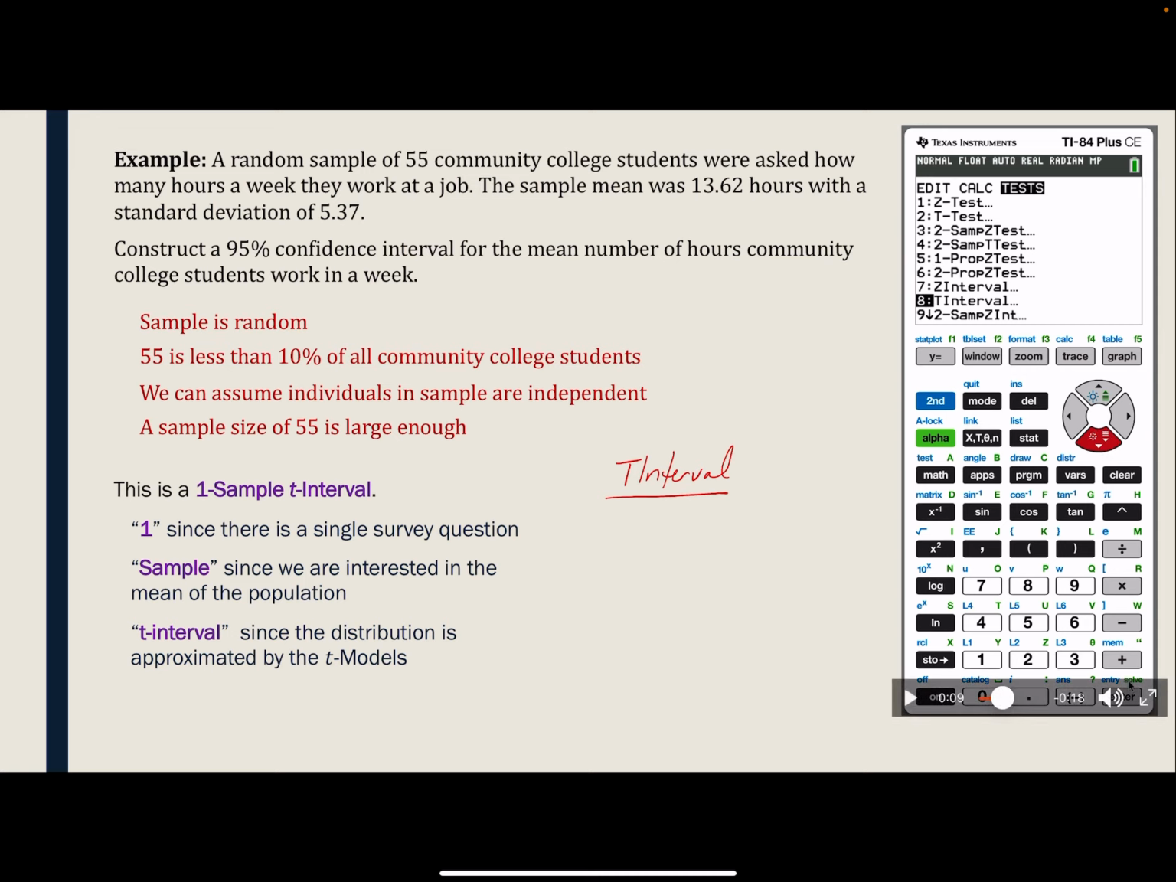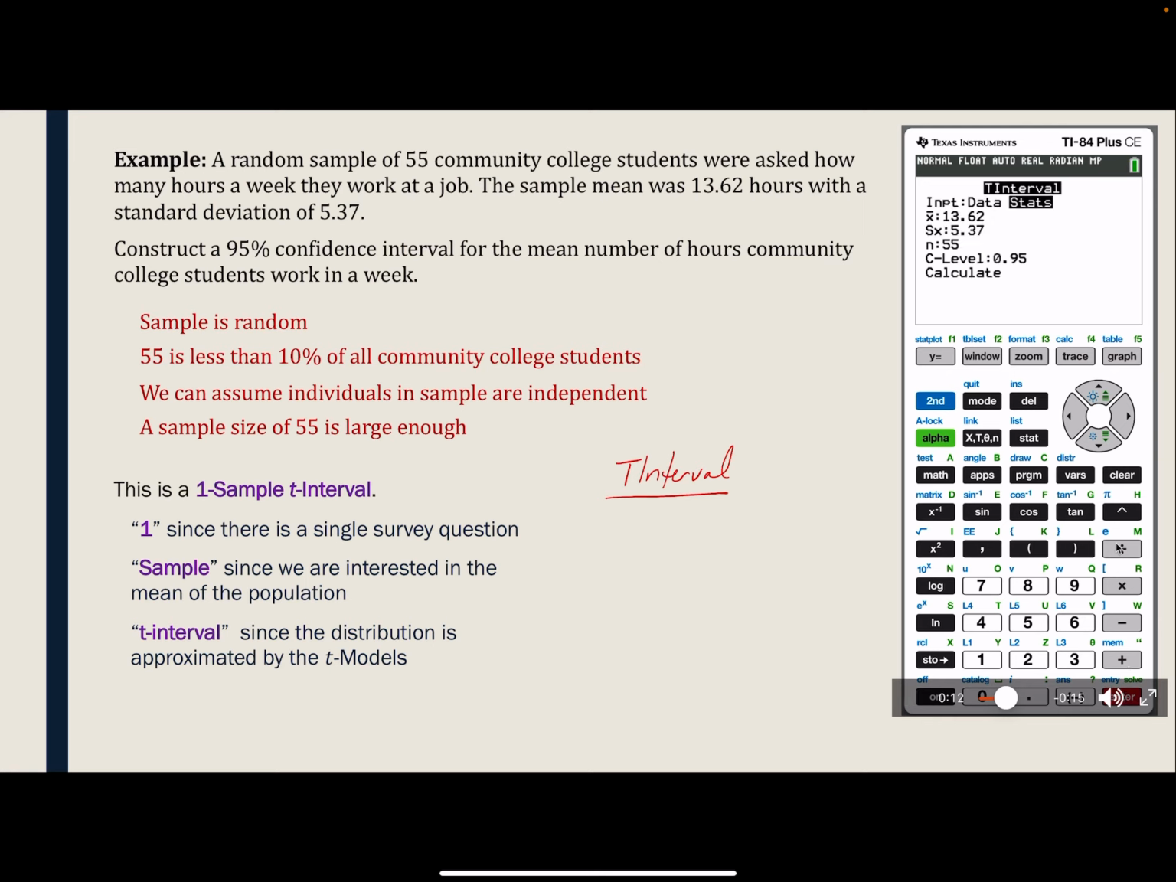I just want to pause this really quickly. See that Z interval command? We will never use that. But I constantly see mistakes where people are using that command. We'll never use Z interval.